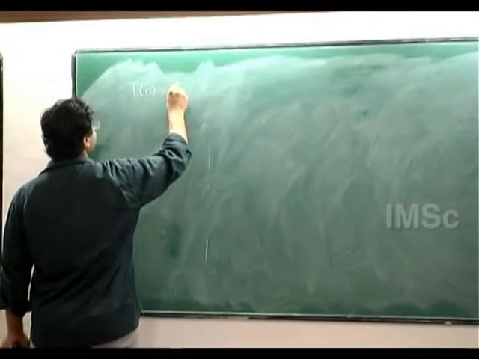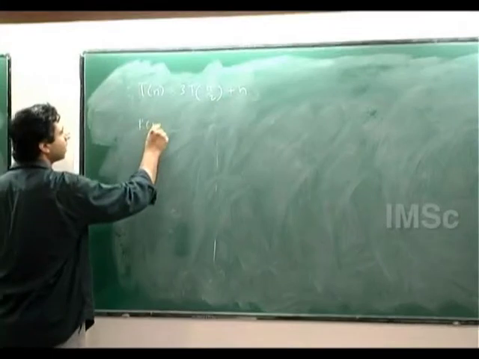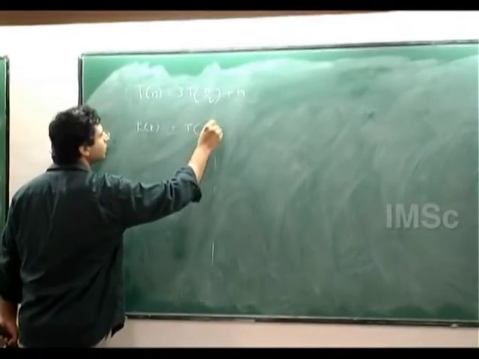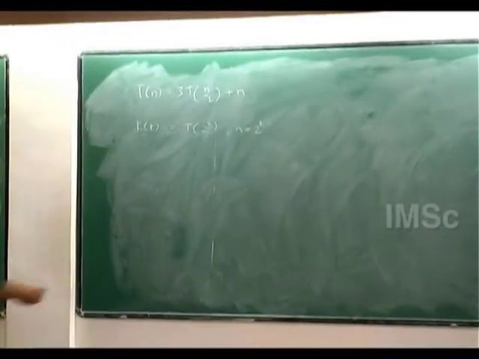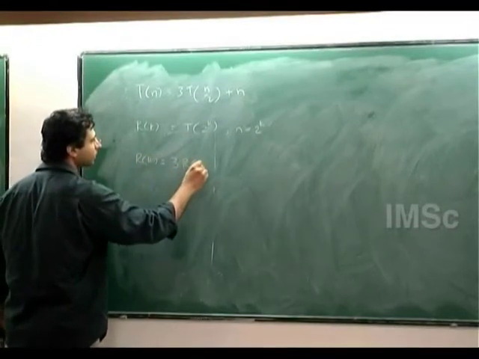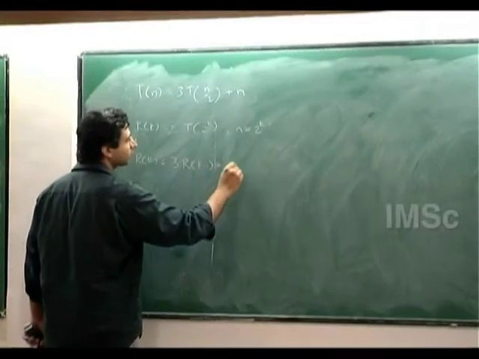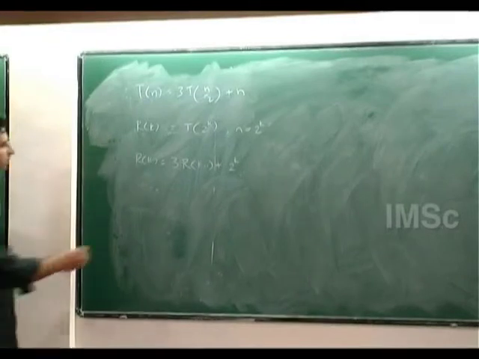So let's solve this using our domain and range transformation approach. What do I have to first do? A domain transformation, right? So let's define R of k as T of 2 raised to k, where n is defined as some power of 2. If I plug that in, I get R of k is 3 times R of k minus 1 plus 2 raised to k. So this is the domain transformation, and now I do the range transformation.